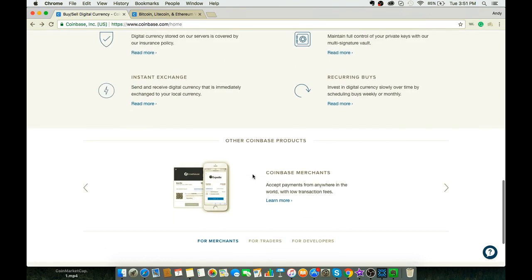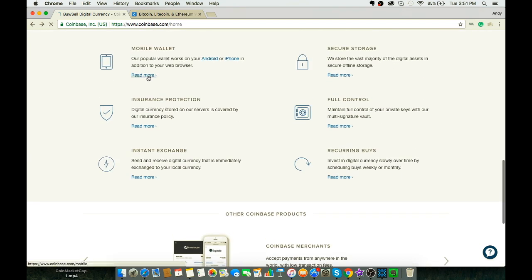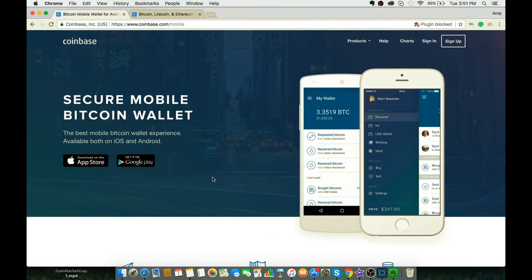But what I want to talk about right now is their mobile wallet. So their mobile wallet works pretty well. You download it as an app to your phone, and you can access your digital currency through their mobile wallet. Really easy to use. It looks similar to this.